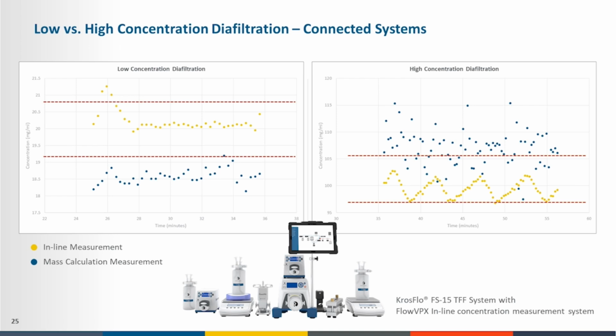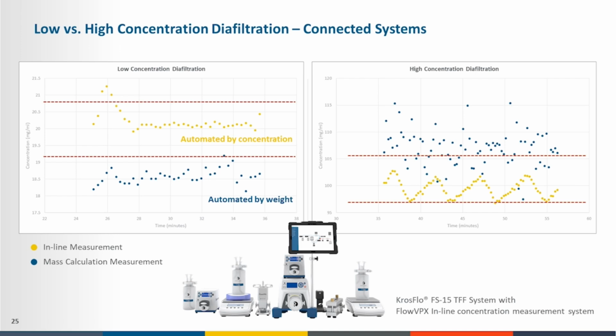Here's a snippet of data that you can see. The process is automated via the weight in the blue, and automated via concentration in the yellow. On the left side, we are targeting 20 mg per mil. And you can see we hit the target exactly with our concentration-automated system, whereas by weight, it was a little bit off by a couple mg per mil.